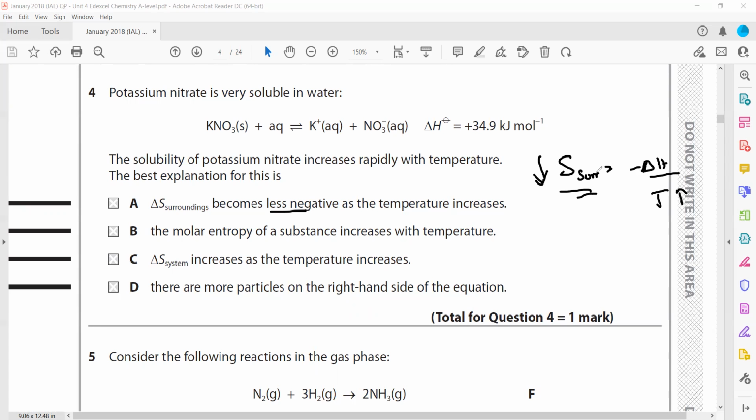So the temperature of the surroundings changes, and the total entropy is equal to the system plus the surroundings. The system is constant, so the surroundings will change and become less negative as the temperature increases. So more likely the final result will be positive. So that's why A is the right answer.